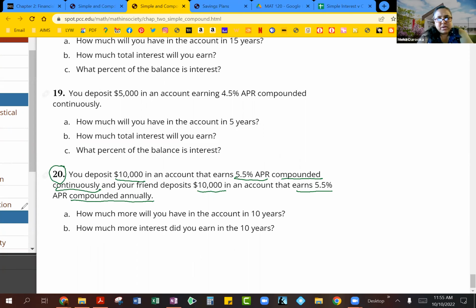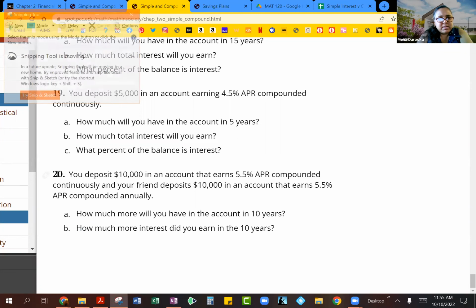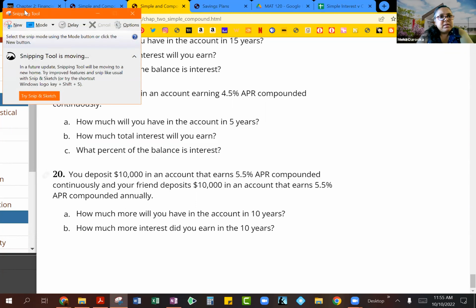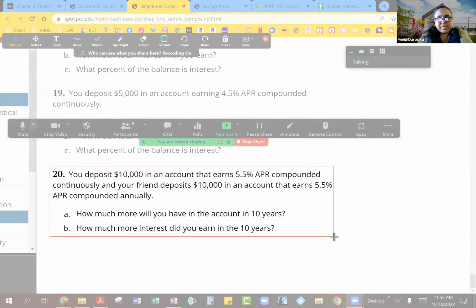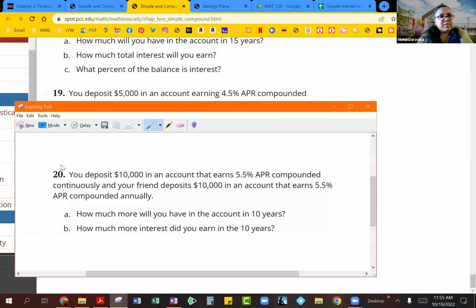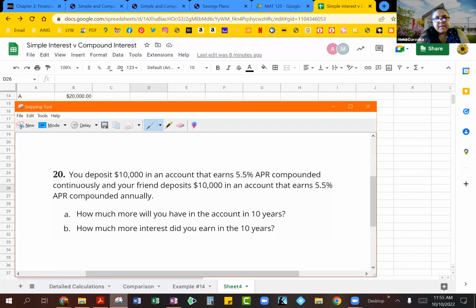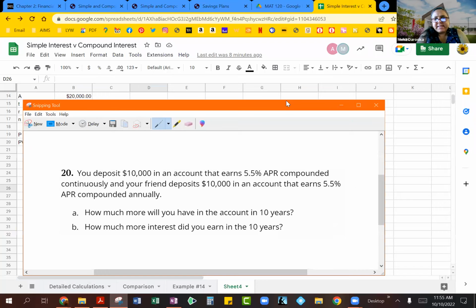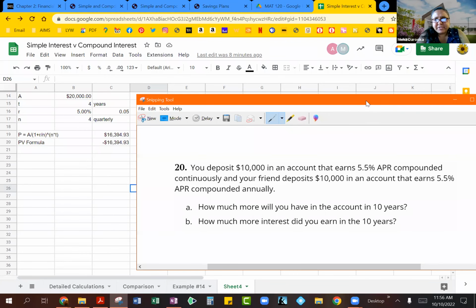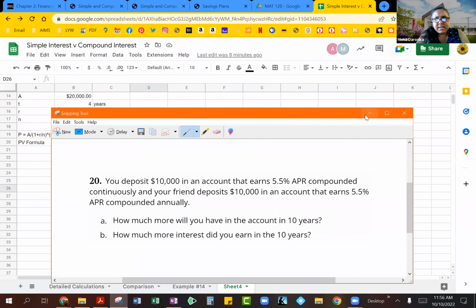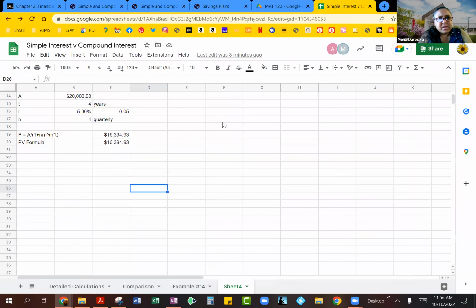Okay, you know what? Give me a quick second here. Okay, too many things open, so I'm having a hard time seeing what I have open and what I don't. Alrighty, let's go over here and let's see what we have. So $10,000 for both, 5.5 interest for both, and one is continuous, the other is compounded annually. Okay, so let's do that over here on the side.